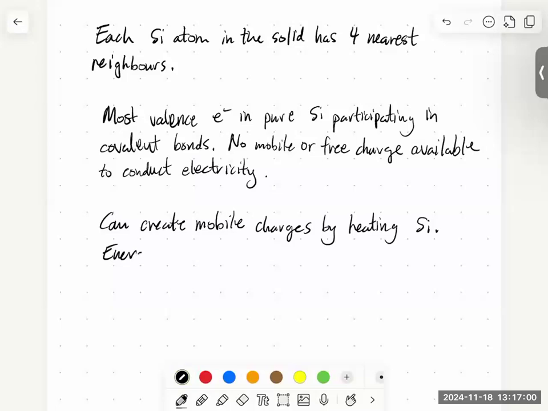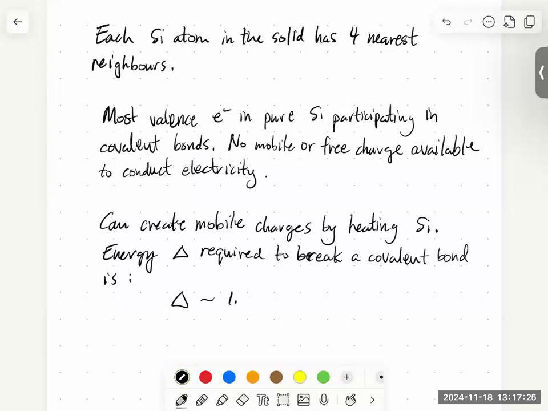So the energy, it doesn't matter what we call it. I'm going to call it delta. So the energy delta required to break a covalent bond is, so delta is something like an electron volt. If you convert that to joules, it's like 1.8 times 10 to the minus 19 joules.